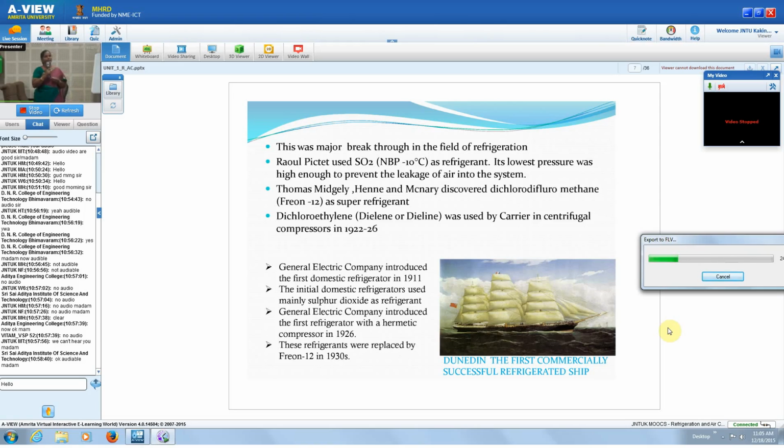Then General Electric Company introduced the first domestic refrigerator in 1911. The initial domestic refrigerators used mainly sulfur dioxide as refrigerant, and General Electric Company introduced the first refrigerator with a hermetic compressor in 1926. So the hermetic compressor was used for refrigeration only from 1926, and these refrigerants were replaced by Freon 12 in the 1930s.